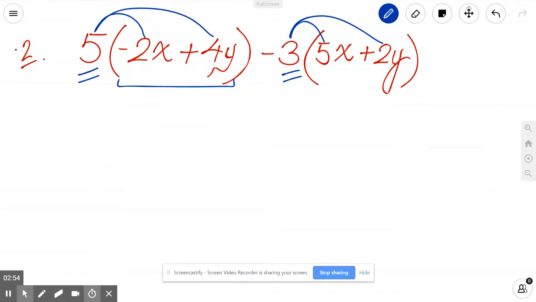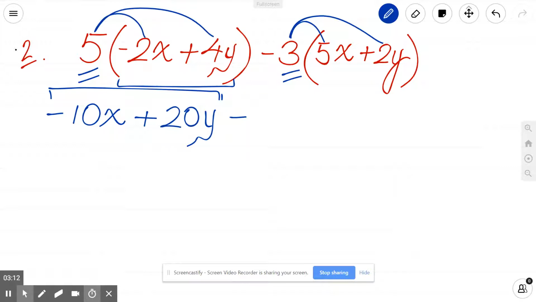So now your answer will be, you multiply the numbers. Negative 5 times 2 is negative 10x, plus 5 times 4 is 20y. Minus, the moment you're done with distribution, you are finishing this piece here. Next up is the negative sign, so you have a negative 15x. Negative times positive is a negative. 3 times 2, 6y. Now students, this will not be our final answer.